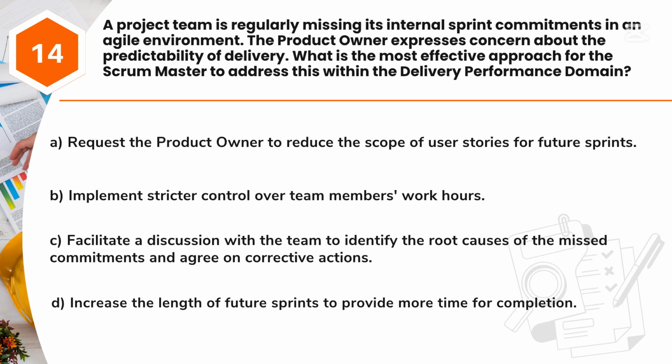Question 14. A project team is regularly missing its internal sprint commitments in an agile environment. The product owner expresses concern about the predictability of delivery. What is the most effective approach for the Scrum Master to address this within the delivery performance domain? A. Request the product owner to reduce the scope of user stories for future sprints. B. Implement stricter control over team members' work hours. C. Facilitate a discussion with the team to identify the root causes of the missed commitments and agree on corrective actions. D. Increase the length of future sprints to provide more time for completion.